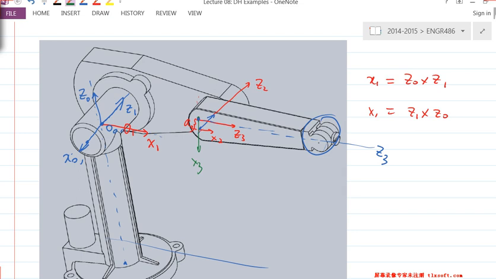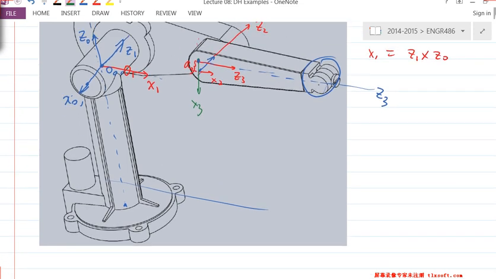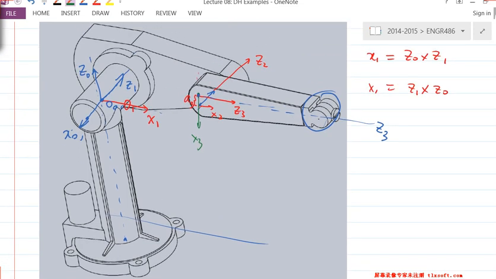X4. X4 has to be perpendicular to Z3. So the natural choice is going downwards, X4. So basically, X4 equals the cross product of Z4 and Z3, right? So it's actually Z4 cross Z3. That's X4.